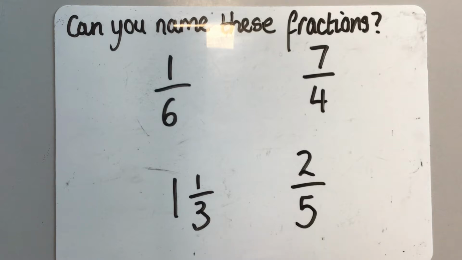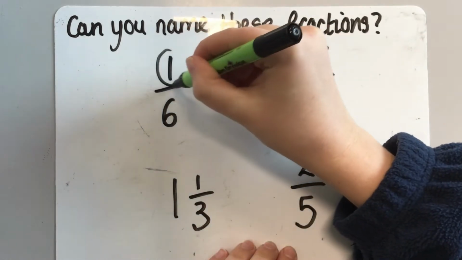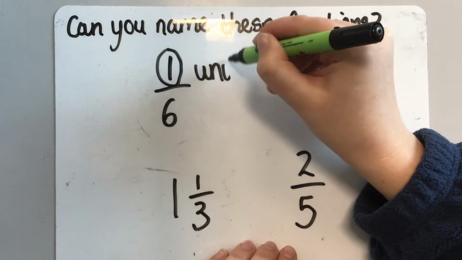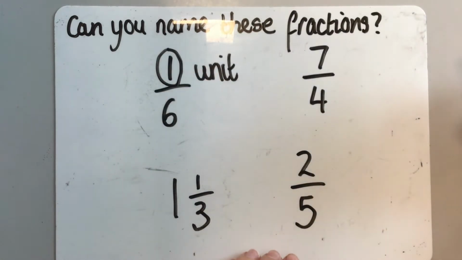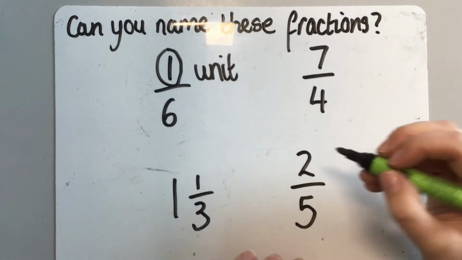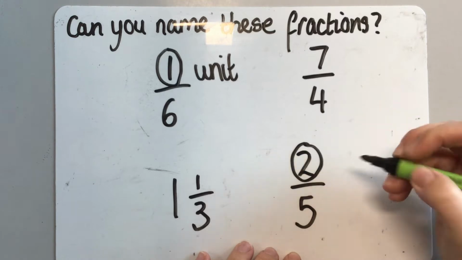So we know from Monday that unit fractions have a numerator of 1. So I know straight away my 1/6 over here is the unit fraction. I'll say unit like that. The second type we'd looked at on Monday was a non-unit fraction. So of the fractions on my board, which is our non-unit fraction? And it could be this one or this one. But I'm going to tell you that it is actually the 2/5.